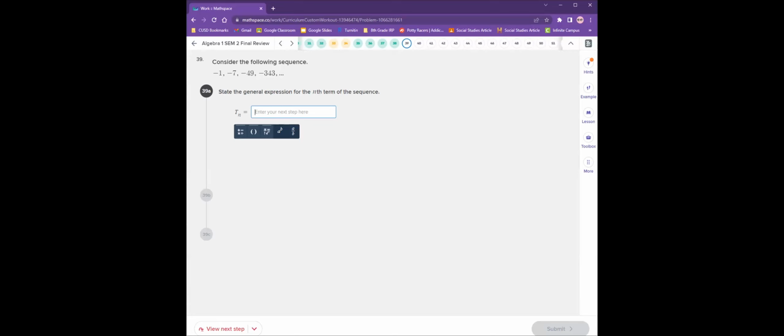It sounds like you haven't really studied geometric sequence formulas. So is T of n equals the same thing as what we did with the... It's the first term, which is -1. So then T of n equals -1 times 7, but it's to the power of n minus 1.